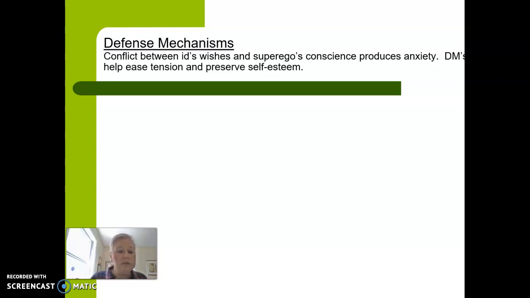Now, I'm going to give some examples of these, and then I have also posted on today's Schoology an online practice of these defense mechanisms. They are something that you're going to want to know, and you're going to want to know the terms. The first one is regression.